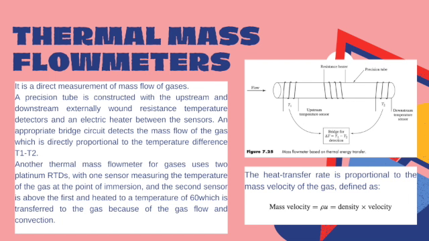Another type of thermal mass flow meter for gases uses two platinum RTDs, with one sensor measuring the temperature of the gas at the point of immersion, and the second sensor is above the first and heated to a temperature of 60 degrees Celsius, which is transferred to the gas because of the gas flow and convection. The heat transfer rate is proportional to the mass velocity of the gas, defined as mass velocity equals density times U, in this case meaning velocity.